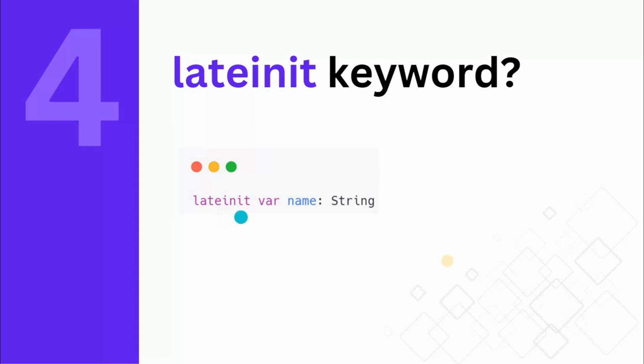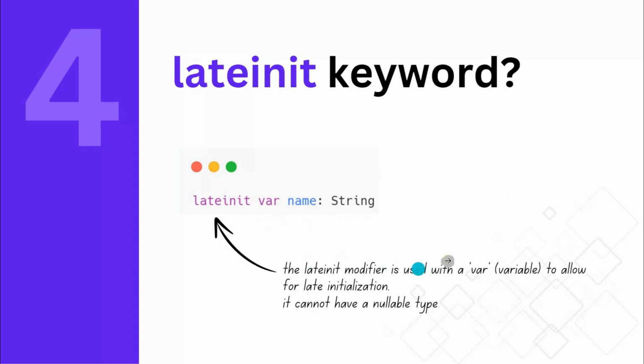Suppose we are fetching data from the internet. At that time we cannot get the data immediately, it will take some time to fetch it. In that case we declare the variable, and after that when the data is fetched from the internet, we can initialize it into the name variable. The lateinit modifier is used with var variables, as I told you, and it cannot be a nullable type.